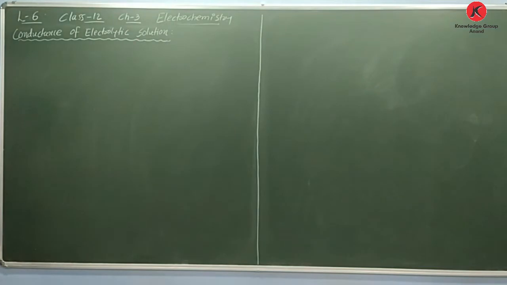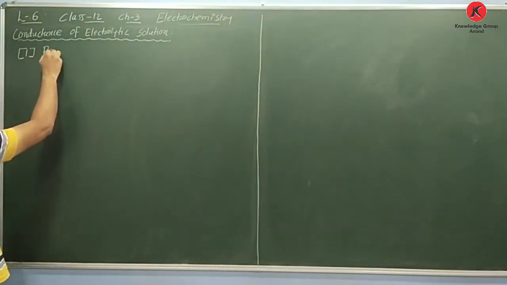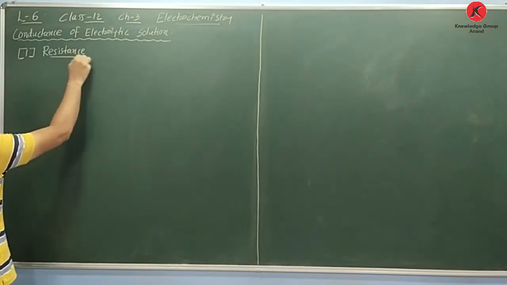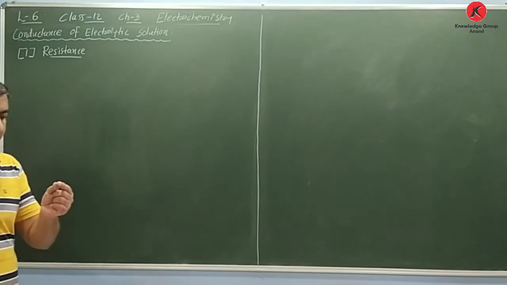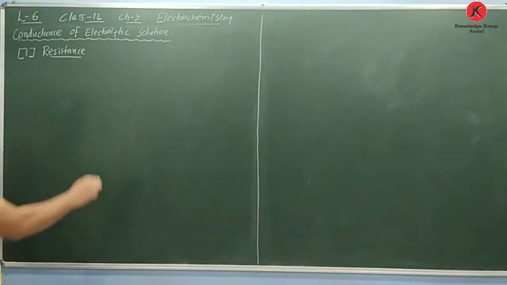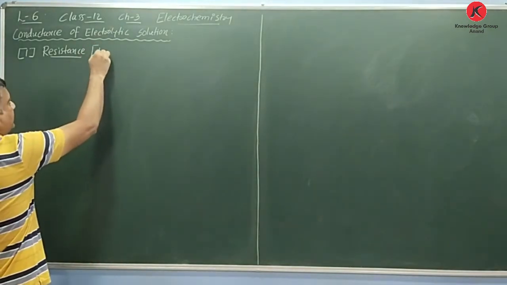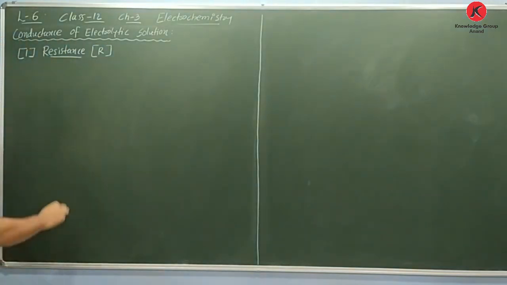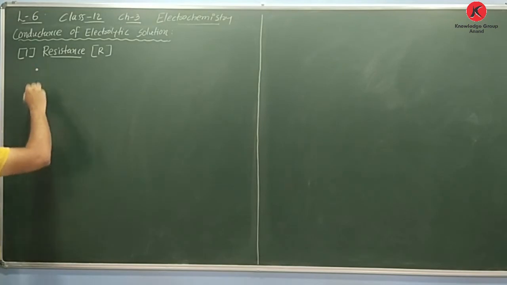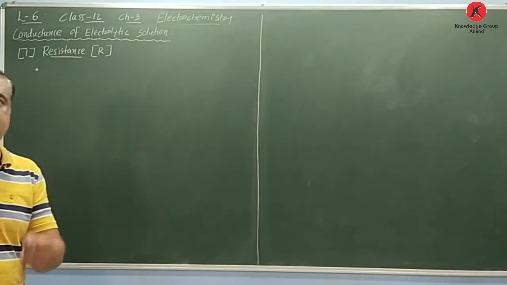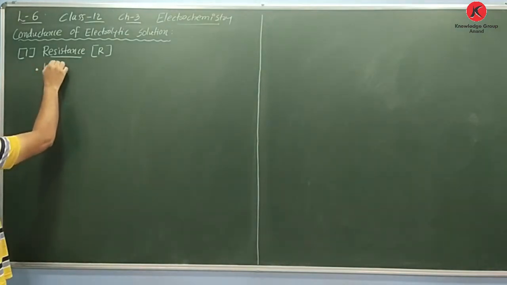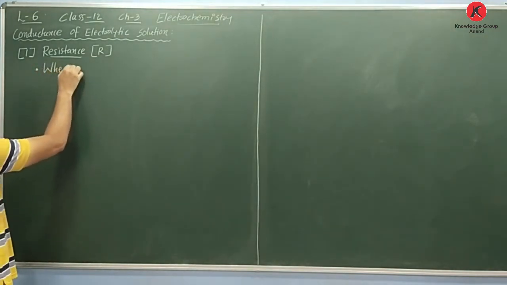First basic term is resistance. Resistance of substance. The symbol of resistance is R. Remember. Now, by which instrument can the resistance be measured? So we know it can be measured by Wheatstone bridge.